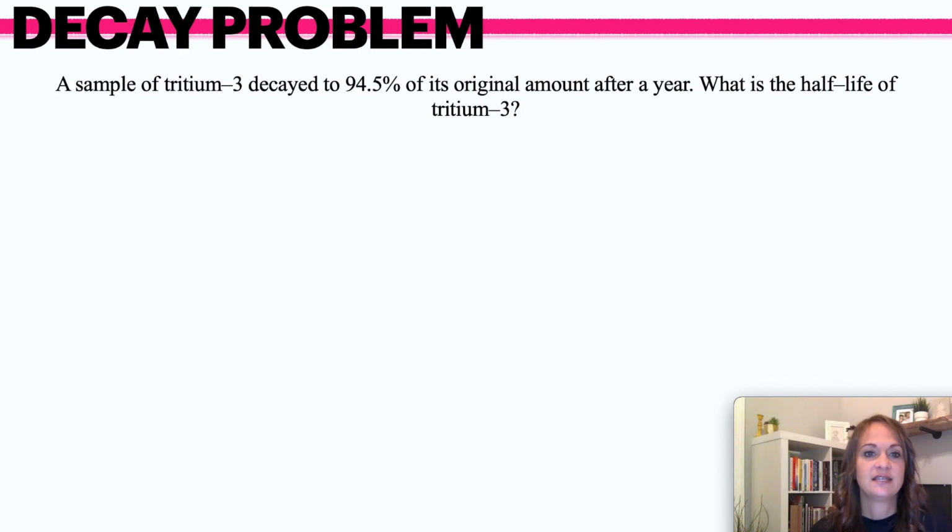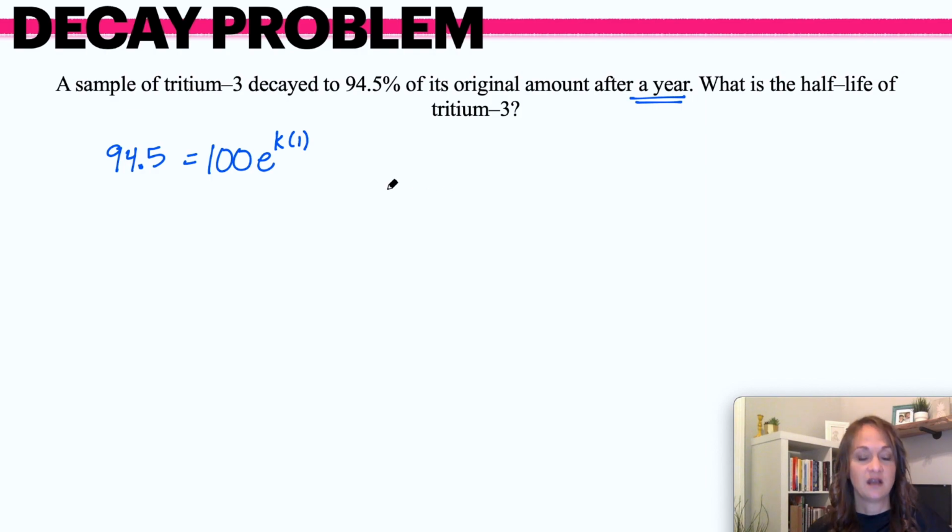A sample decayed to 94.5% of its original after 1 year. What is the half-life? So we do not know the initial amount nor the final amount, but we do know the percentage of it. So let's just say that it starts with an initial amount of 100 milligrams or grams. You know that after 1 year, it's down to 94.5 milligrams, because if it's 94.5% of the original, if you start with 100, that means it's down to 94.5.